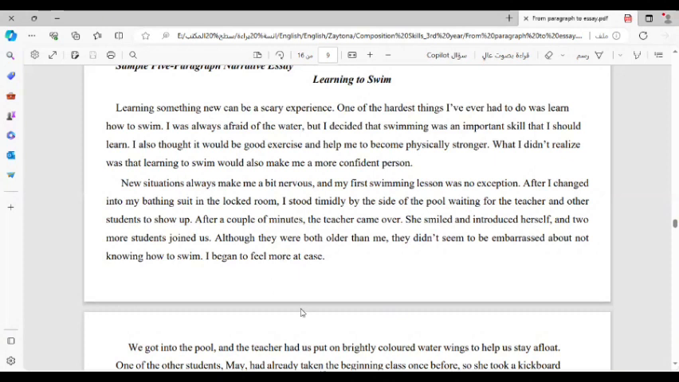What is the meaning of at ease? When I say I feel at ease, it means that I feel relaxed. Okay, I feel relaxed. So you can memorize this idiom. When you feel at ease, it means that you feel relaxed. Okay.